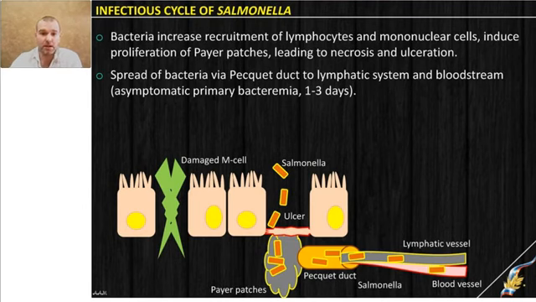epithelial cells, increasing recruitment of lymphocytes and mononuclear cells. In general, it will lead to proliferation of regional Peyer's patches, and with time it can lead to necrotizing of Peyer's patches of the intestinal cell wall and lead to ulcerations. When lymph nodes are damaged seriously, bacteria can easily invade into the systemic lymph and blood circulation via the thoracic duct, and usually that stage is called primary or asymptomatic bacteremia because systemic symptoms will not be present. Bacteria will shed in a small amount in the bloodstream.